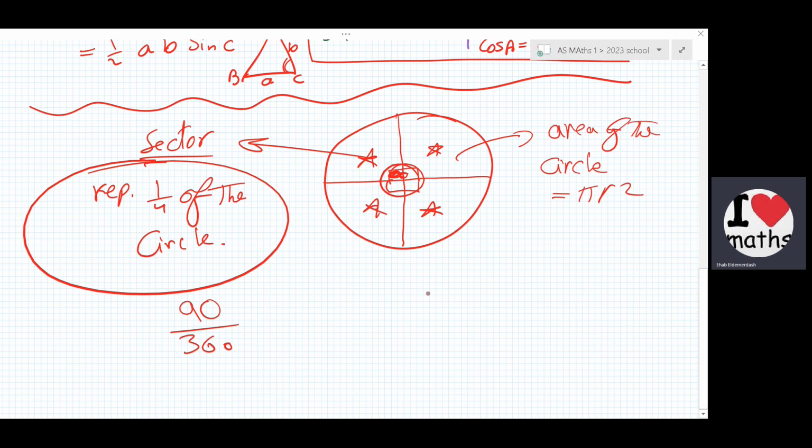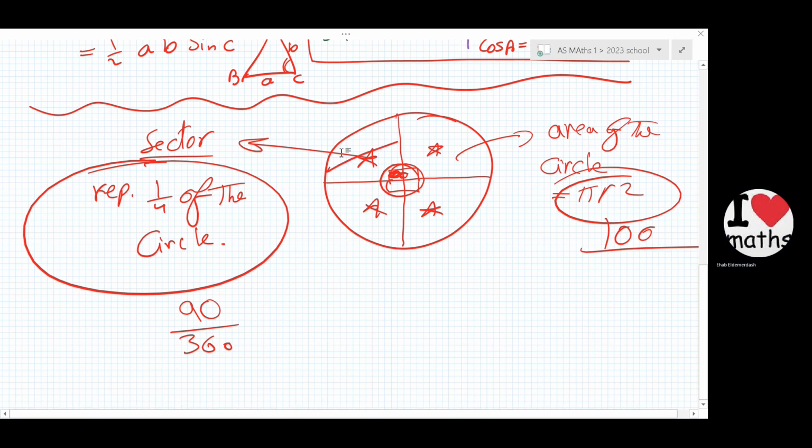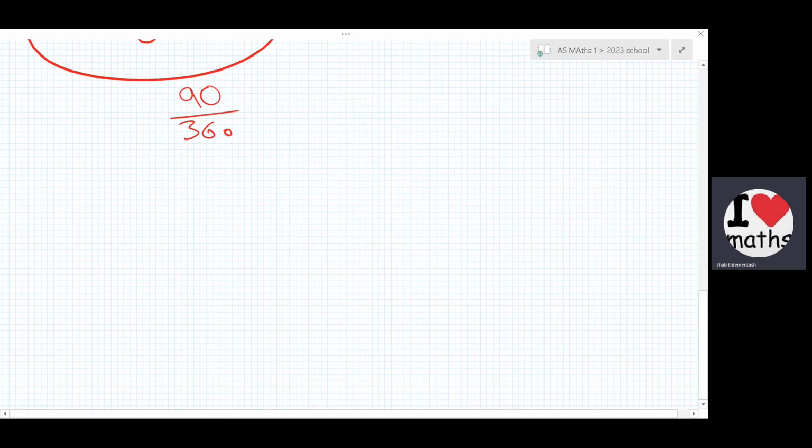So whatever area you get, let me say you found out that the area is equal to 100. For example, if the area is 100, what is the area of the sector? A quarter of it, which is 25. Are we agreed on that? Okay, let me say another question.